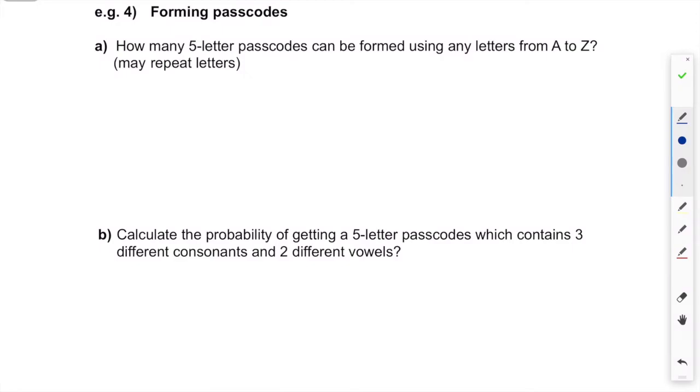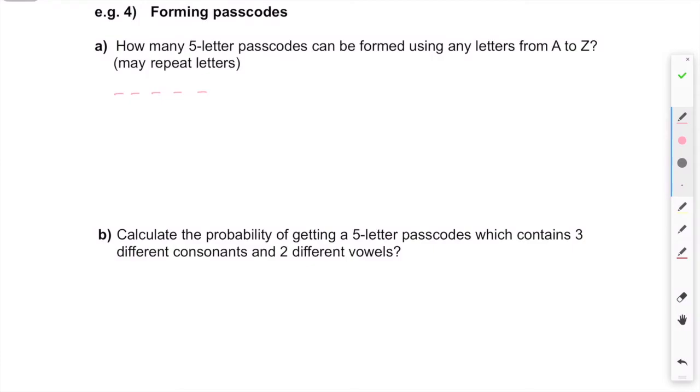Okay, number 4. Let's form some passcodes. Part A: how many 5-letter passcodes can be formed using any letters from A to Z? And you may repeat letters. Last year when we did questions like this, I said that if you prefer a more visual way to picture this question, use blanks, right? 5 blanks for 5 letters. And then you consider what can I use in each blank? How many choices can I put into each blank in order to form the passcodes?